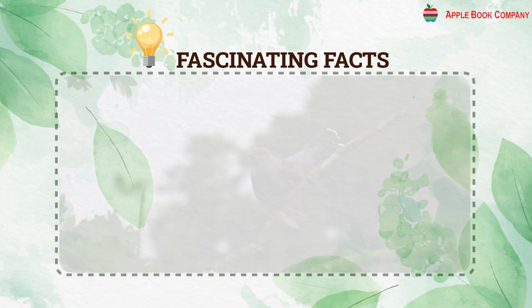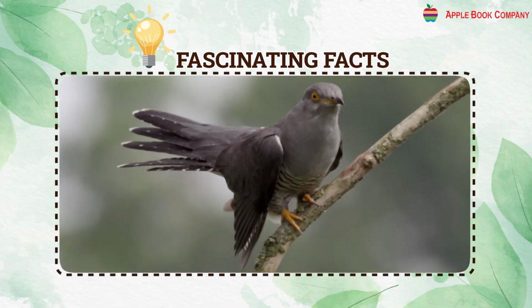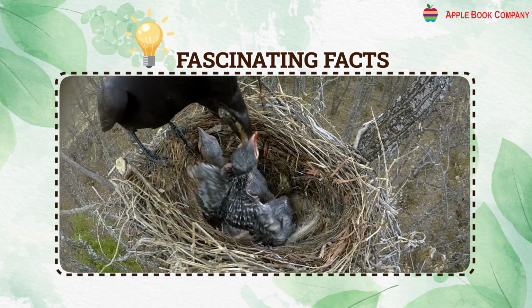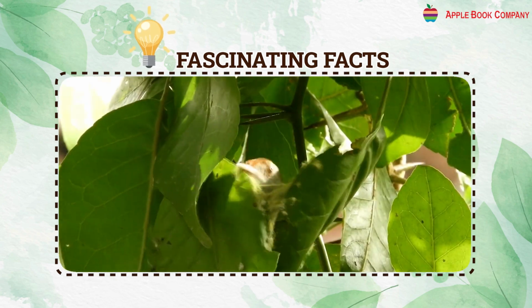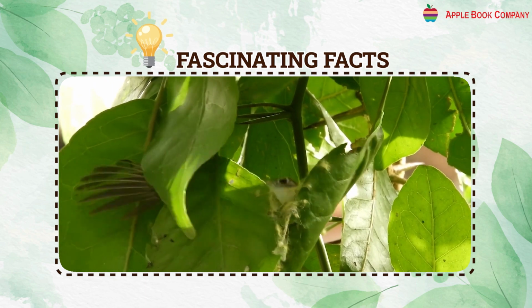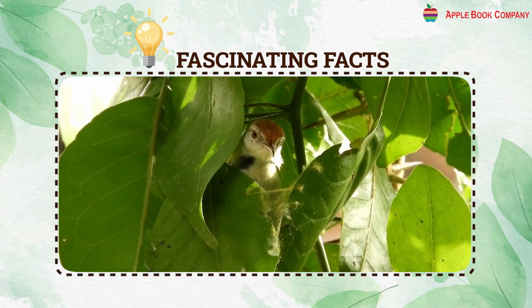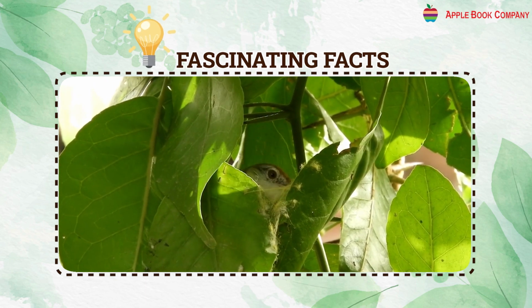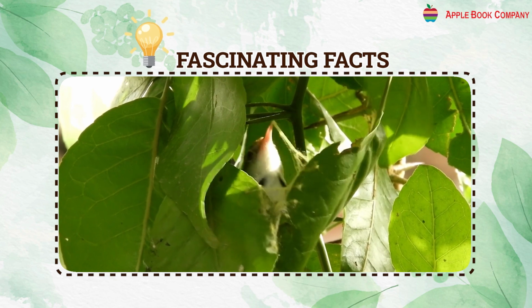Fascinating facts. A cuckoo doesn't make its nest. It lays its egg in a crow nest. Tailor bird uses its sharp beak as a needle to stitch 2 leaves with a thread or wool. It lays eggs in this nest.